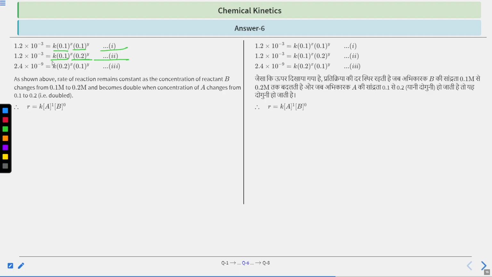Similarly, in the third experiment, in the third piece of information in the table, it is given that the rate is 2.4 times 10 to the power minus 9, equal to K times A concentration 0.2 power X, B concentration 0.1 power Y. Let's suppose this is the third equation. As shown, you can see that the rate of reaction remains constant as the concentration of reactant B changes from 0.1 molar to 0.2 molar.